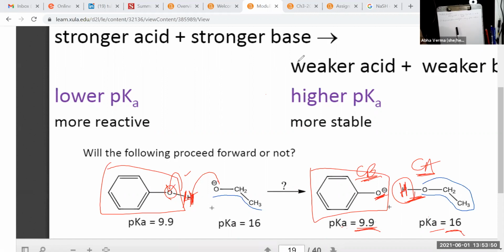Now you don't have to compare among these two. What you need to compare is your starting acid and your generated acid. You don't have to worry about the base and the conjugate base now. Only compare the pKa value of your starting material and the pKa value of your conjugate acid. Who can tell me if this reaction will proceed forward or not?